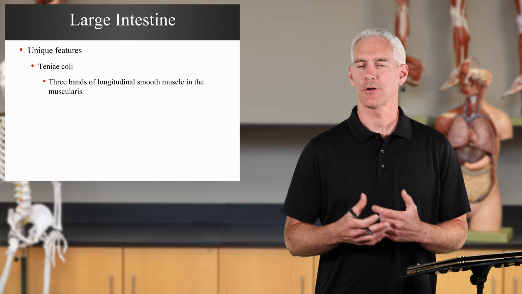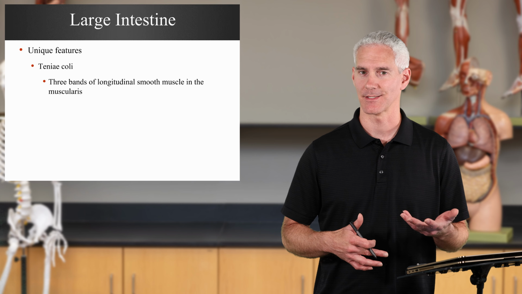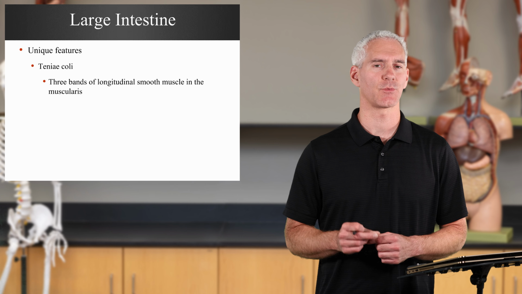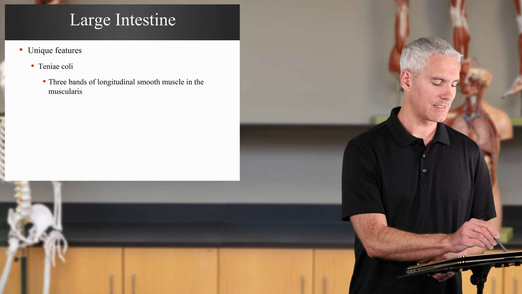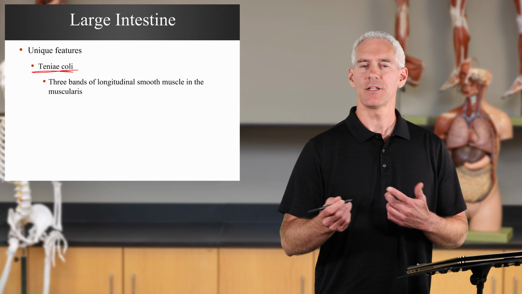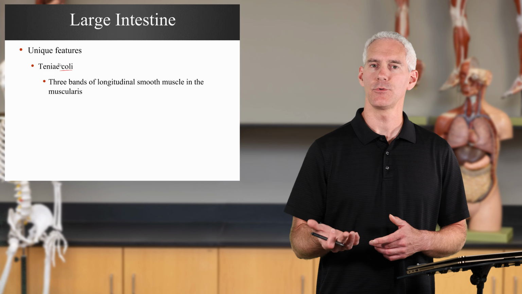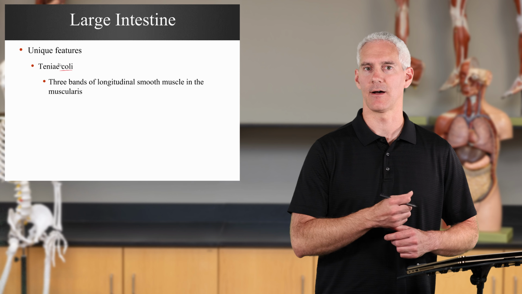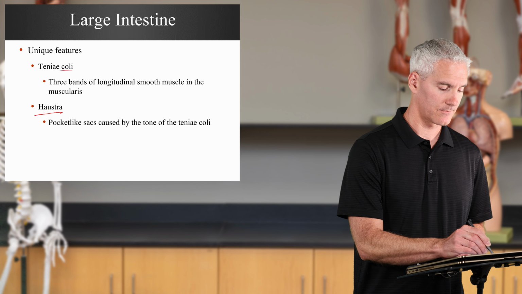Moving into the large intestines now, since we finished the basic structure of the small intestines. The large intestines are going to have three unique features we haven't seen yet in the GI tract. First up is the teniae coli. The teniae coli are three parallel bands of smooth muscle running longitudinally along the entire tract of the large intestines. We're going to have the haustra.